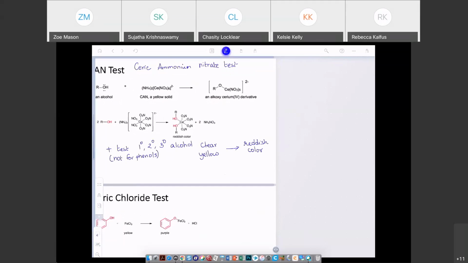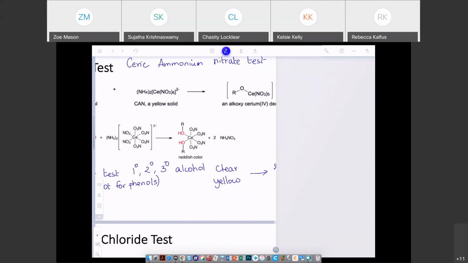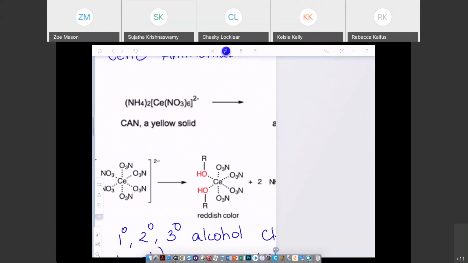Now let's take a look at the ceric ammonium nitrate structure right here. This is the one I'm referring to. I want you to give me the oxidation state of cerium. You have cerium right there. Look at that structure and tell me what the oxidation state is in this compound for cerium.